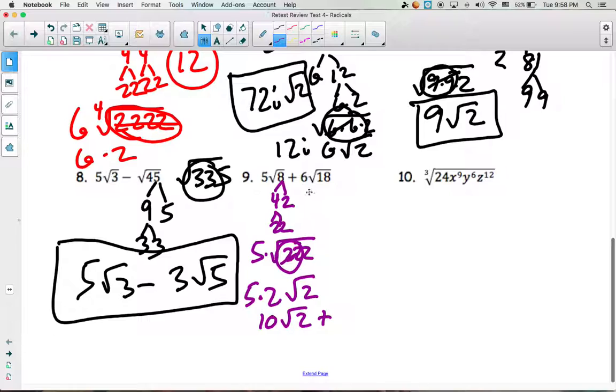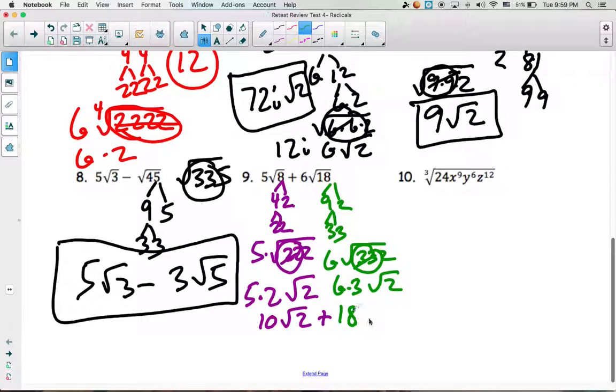And that's going to be added to 6 square root of 18. So let's simplify this. 18 is 9 and 2. And 9 is 3 times 3. So we have a 6 outside, and then we have a 3 and a 3 and a 2 inside. On a square root, you have to have 2 of the same number for it to leave. There are 2 3's, so 3 is going to leave. And we will have a 2 that stays home. 6 times 3 is 18 square roots of 2.